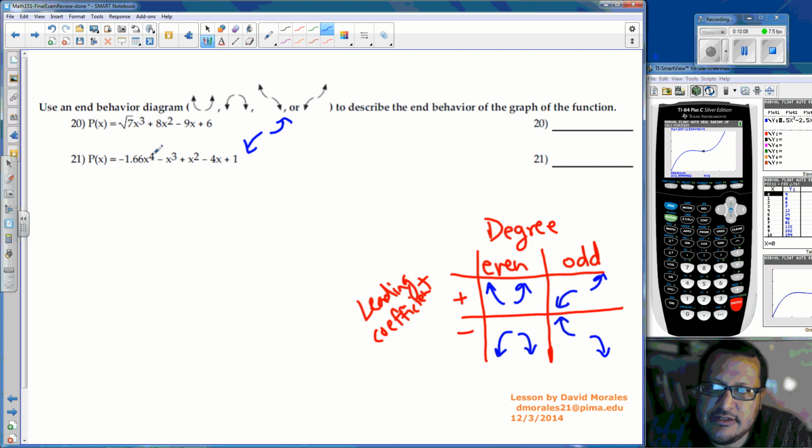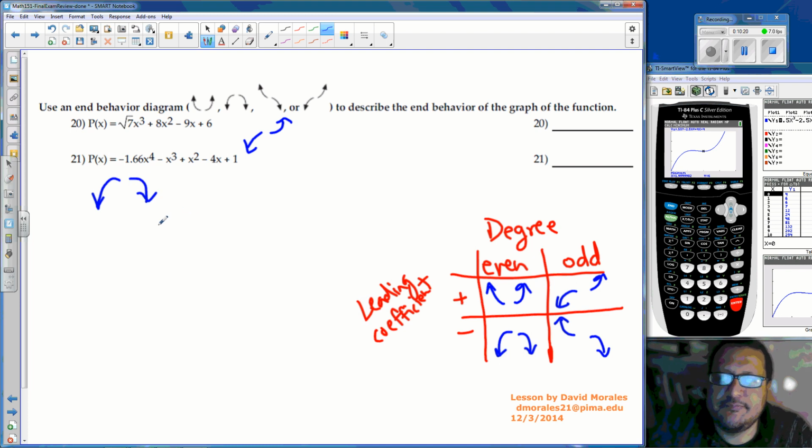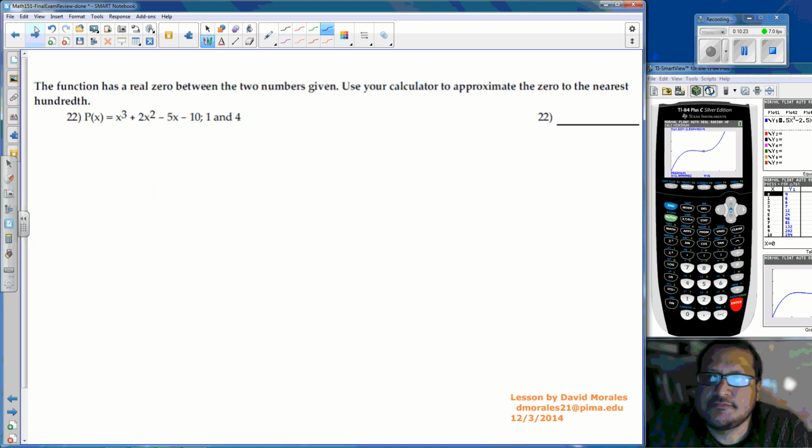This one, the greatest degree here is even, so we're over here. The leading coefficient is negative, so this one's going to be like a downward opening parabola. And we'll start anew.